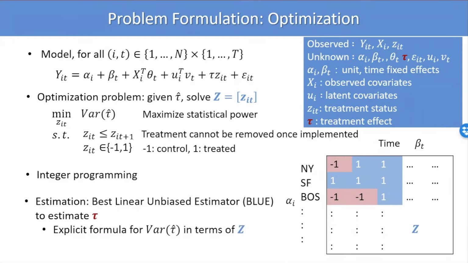This is an integer programming problem. Our estimation that we're going to use for this would be to just use the best linear unbiased estimator to estimate tau, and that'll give us an explicit formula for the variance of tau hat in terms of this.